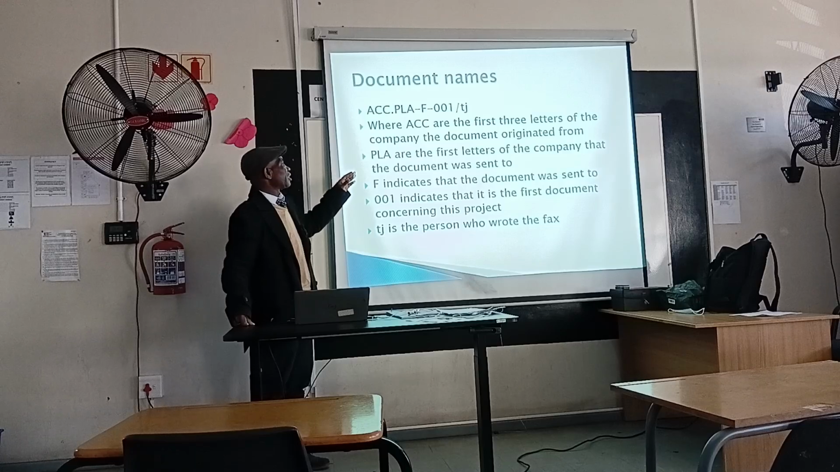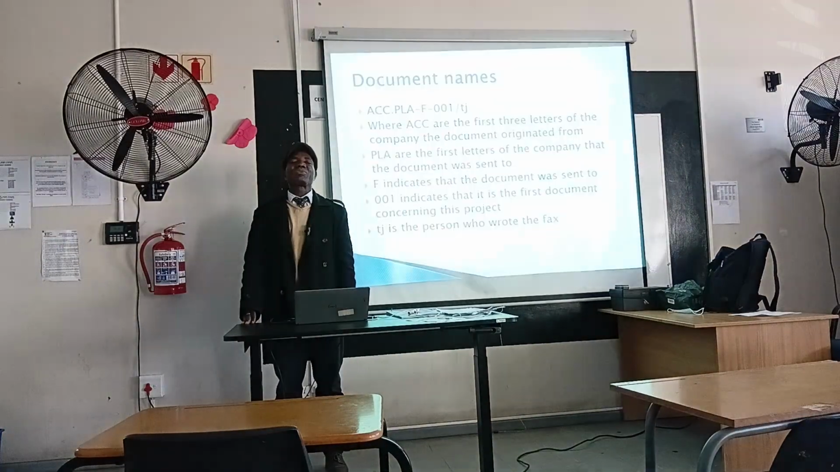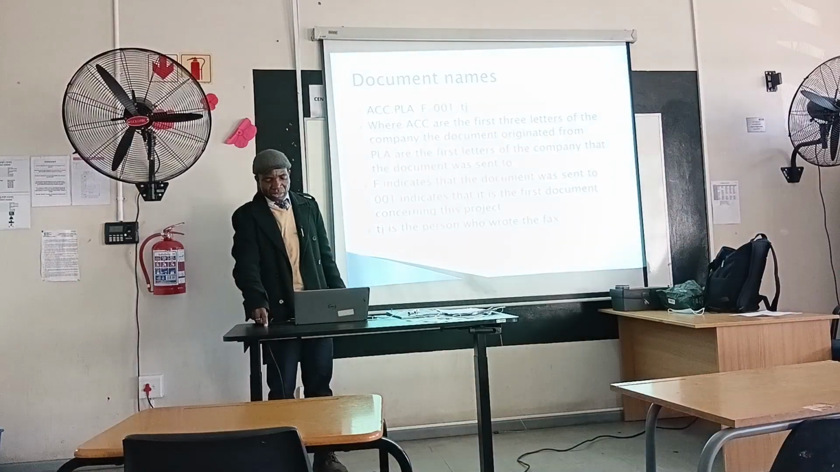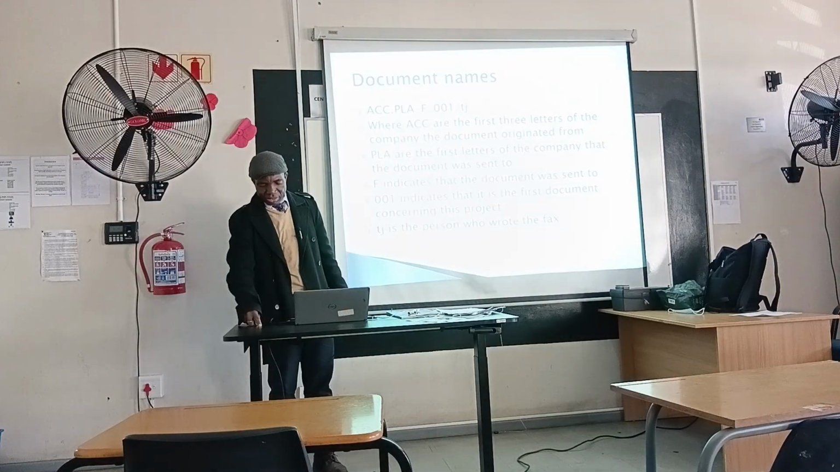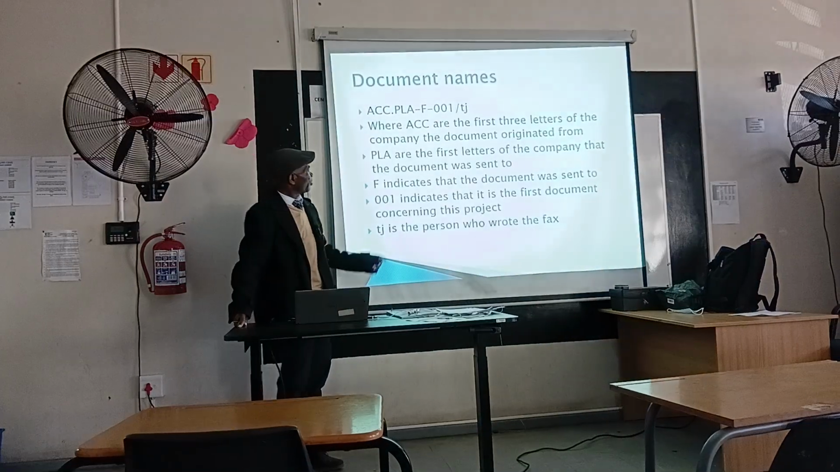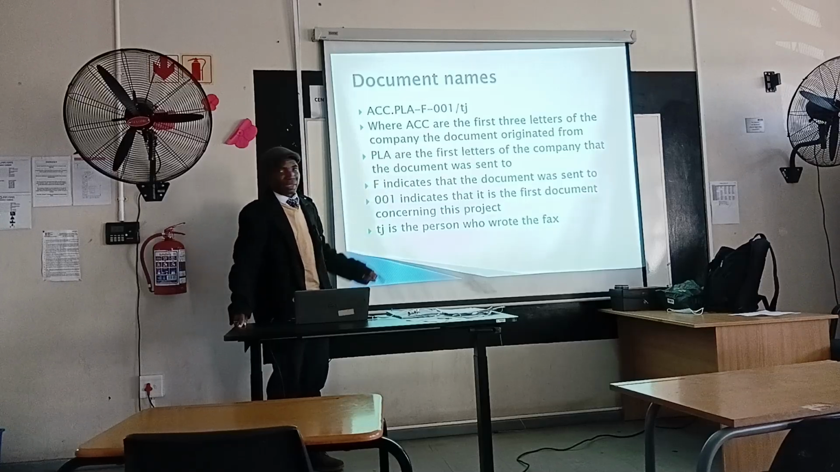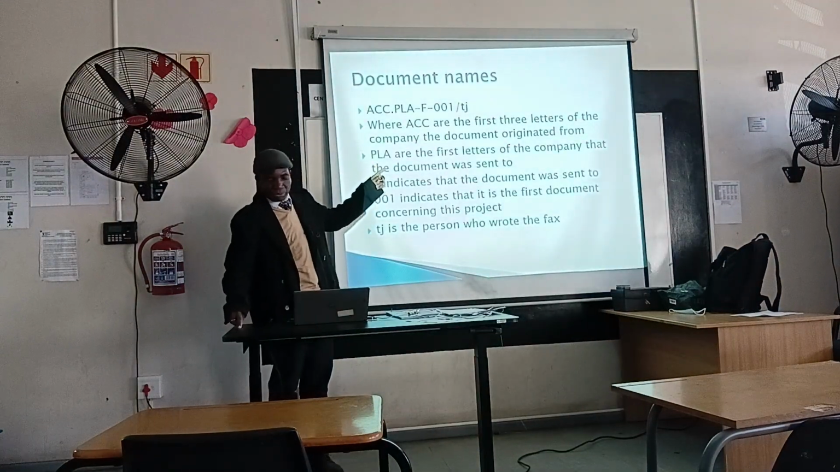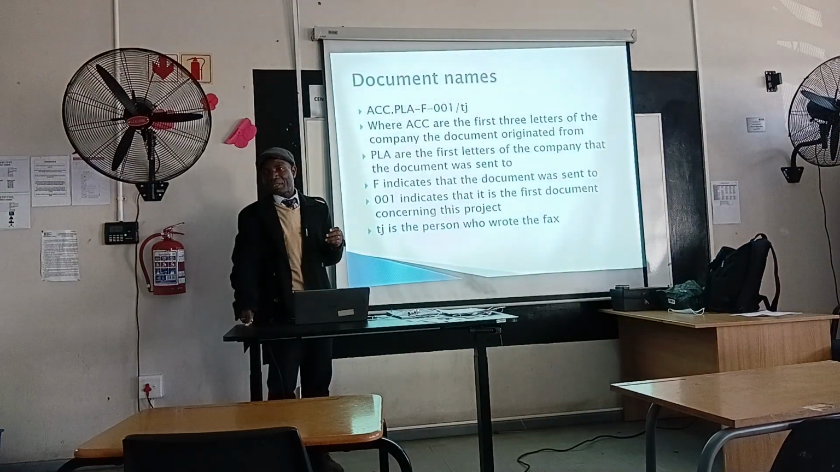ACC are the first three letters of the company the document originated from. For example, if the document is from College of Cape Town, you can say C of C. Then PLA, the first letters of the company that the document was sent to. Okay, C of C dot WCC means sent to West Coast College. Does it make sense to you?